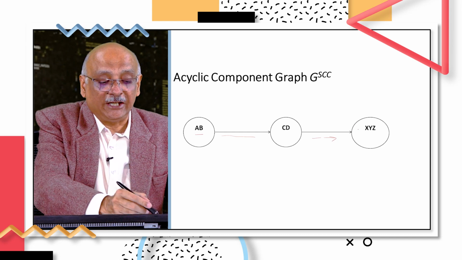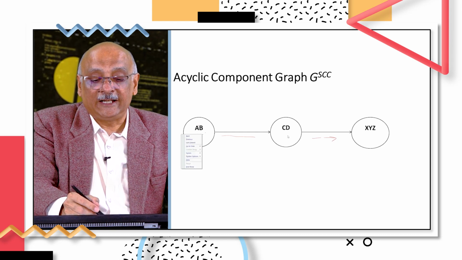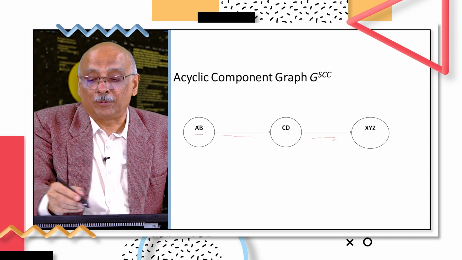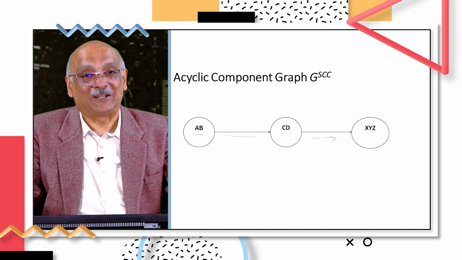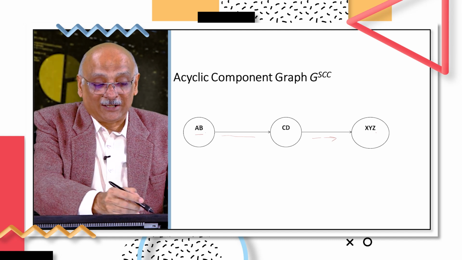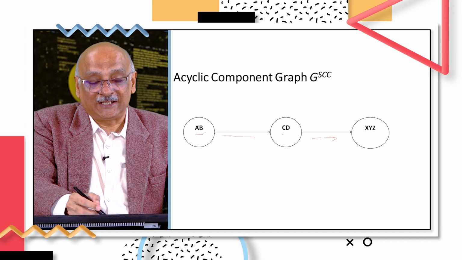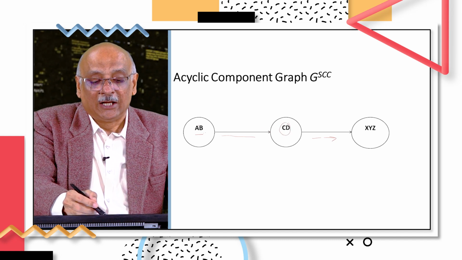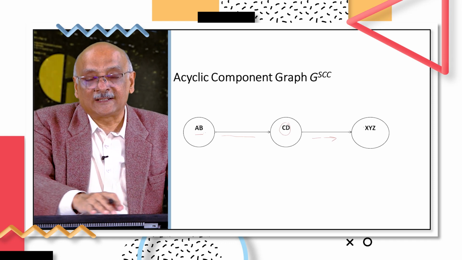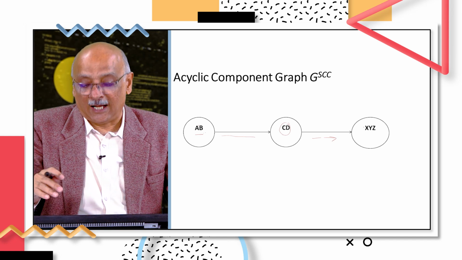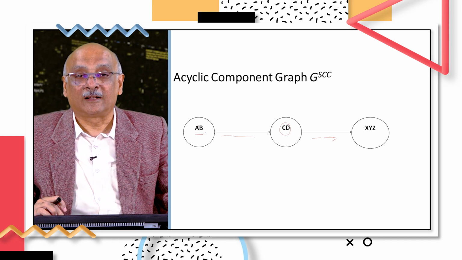Basically each one of them, AB was a strongly connected component, CD was also a strongly connected component and XYZ is also a strongly connected component. But how are they linked? From the original graph you can ascertain AB to CD. Each of these basically represents a set of vertices in this particular case, but this is how the linkages were in the original graph.